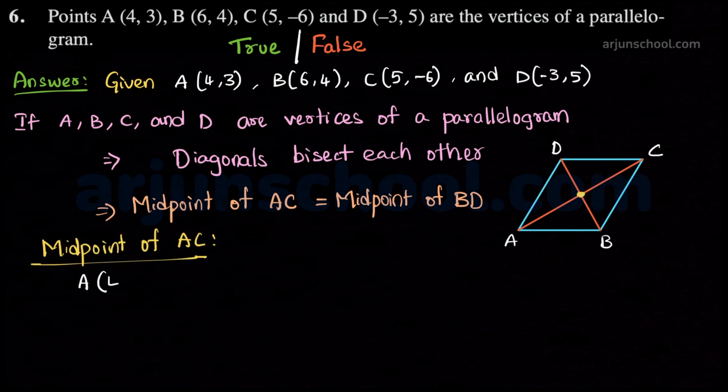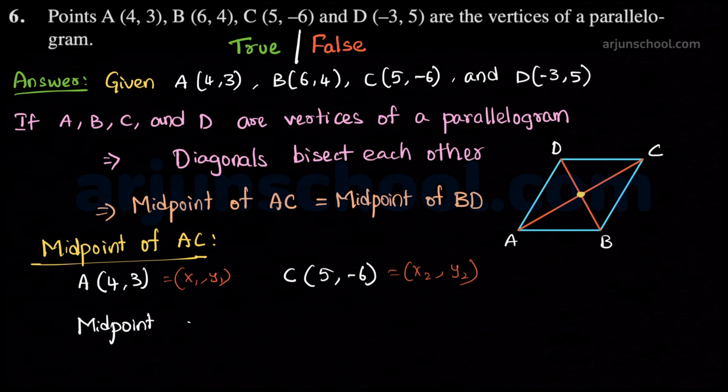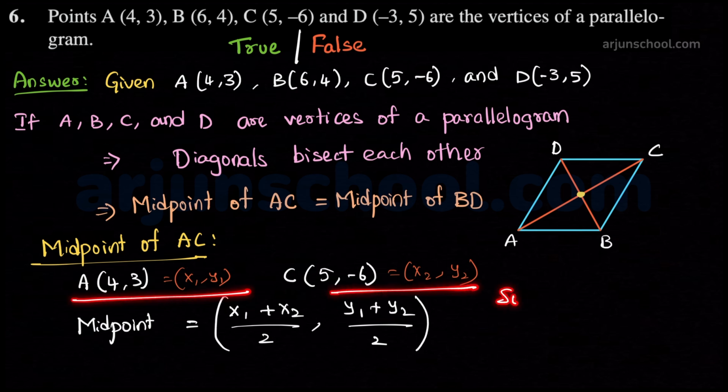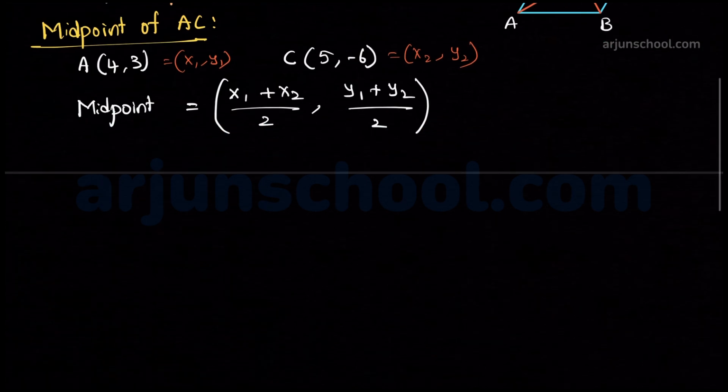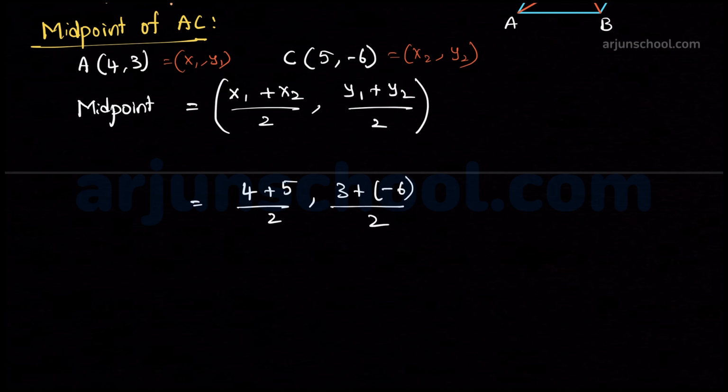Let us find the midpoint of diagonal AC. Let us consider vertex A as point (x1, y1) and vertex C as point (x2, y2). And what is the formula for the midpoint? (x1 plus x2) by 2, (y1 plus y2) by 2. Now let us substitute these points in the midpoint formula. x1 is 4 plus x2 is 5 by 2, comma, y1 is 3 plus y2 is -6 by 2.